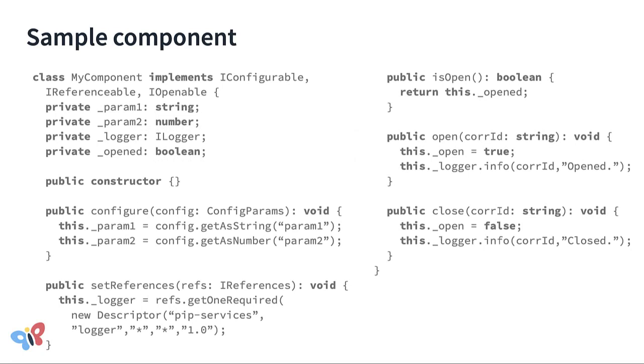Here on the slide you can see a sample component as defined by the Pip.Services toolkit. It's just a regular class that implements 3 interfaces: configurable, referenceable, and openable. In the configure method, it reads from the configuration parameters param1 and param2. In set references, it gets reference to the logger using its descriptor. And in open and close, we just write log messages to our logger.